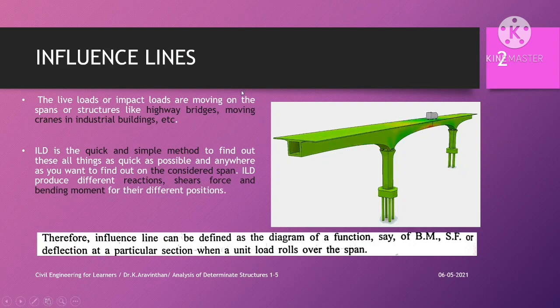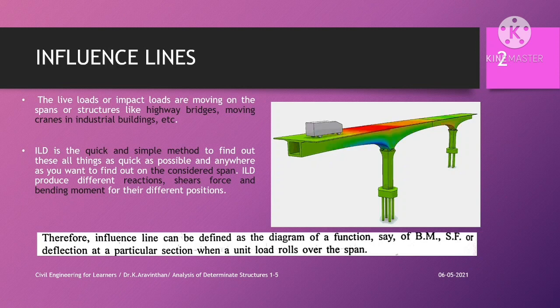So this can be used for cranes also. In cranes, the load will be moving from the tip of the crane to the support of the crane. That is why this moving load and influence line concept is used there, and also in industrial buildings. For example, in gantry girders, the influence line can be used. This is used to find reaction, shear force and bending moment for different positions. And influence line is not only for shear force, not only bending moment and not only reaction. For each and everything, influence line can be used.